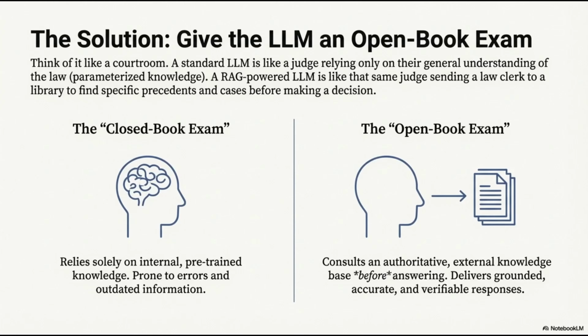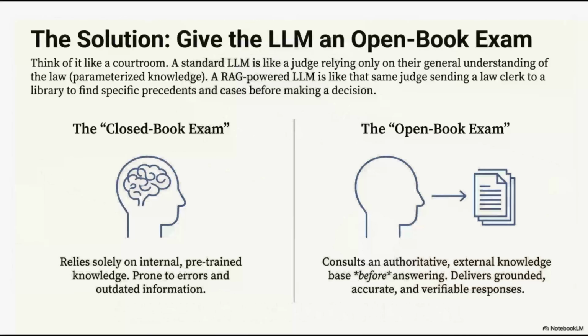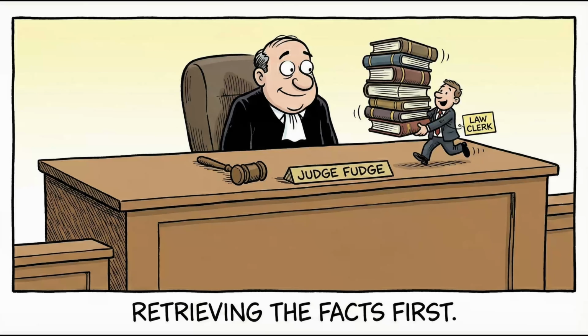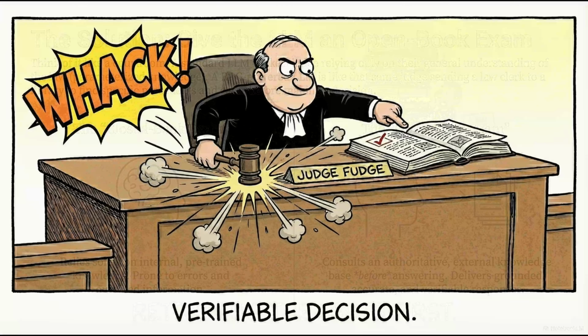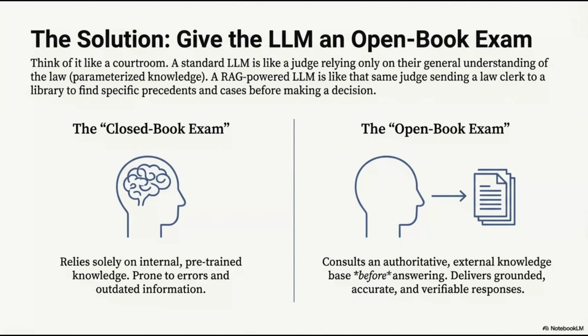So how do we fix this? The best way to think about it is an exam. A standard AI is taking a closed book exam. For example, here they talk about a judge making a ruling relying only on their memory of the law. They might misremember a statute. RAG flips this to an open book exam. Now that same judge sends a law clerk to the library to find the exact precedents before making a decision. This gives you an answer that is grounded, accurate, and actually verifiable.